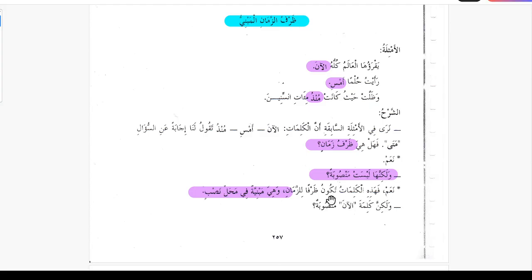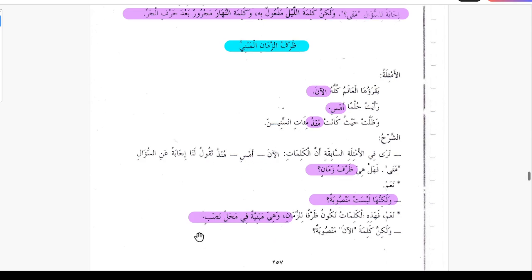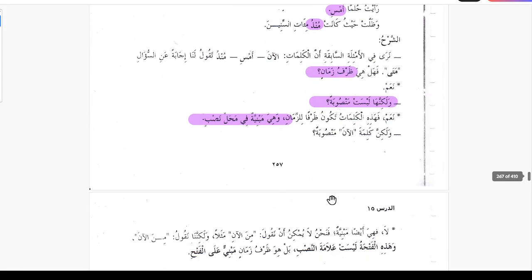Fahazihil kalimatu takunu zarfan li zamani, these words are zarfu li zaman. Wa hiya mabniyatun fi mahalli nasbin, because these are mabni words, they won't change. In any condition, they're going to stay the same. So they are mabni fi mahalli nasbin. Walakinna kalimata al-ana mansubatan, but this is mansub. So then why is this mansub? This is the question.